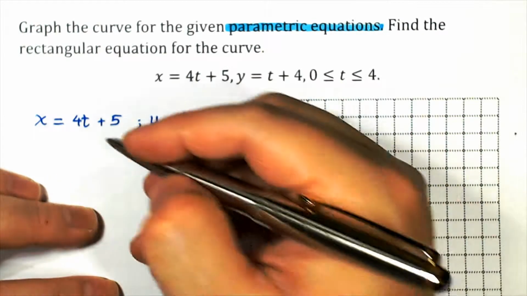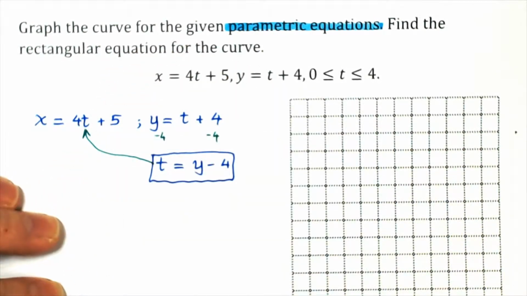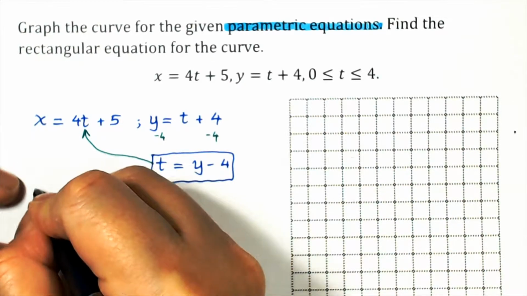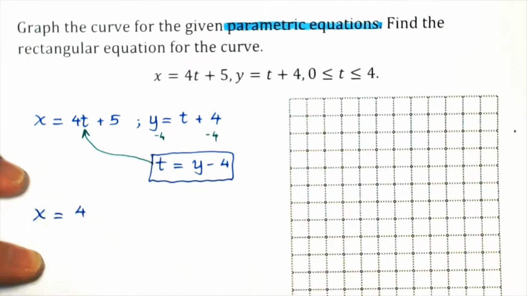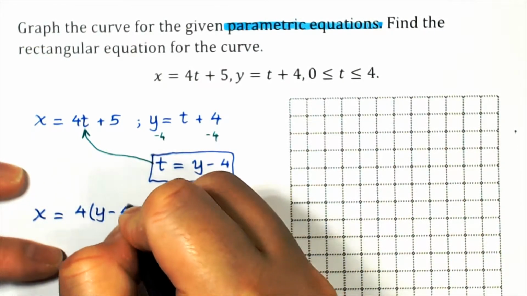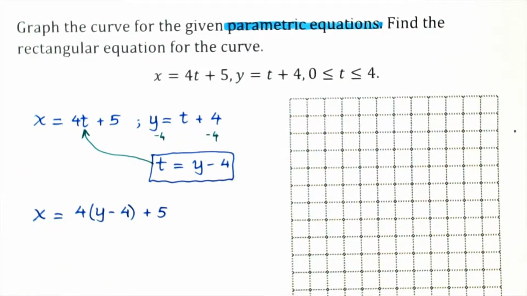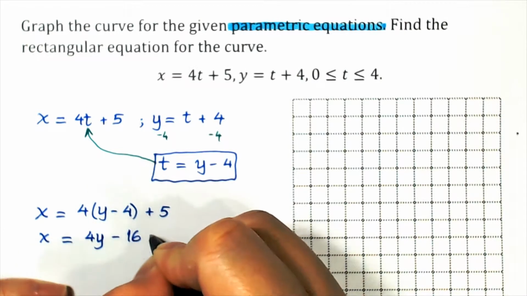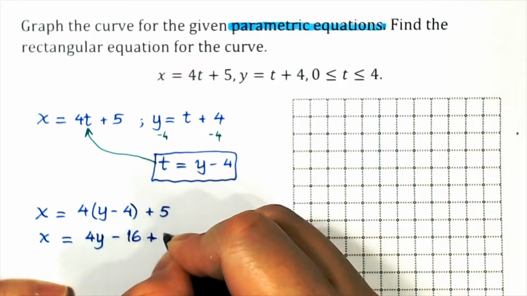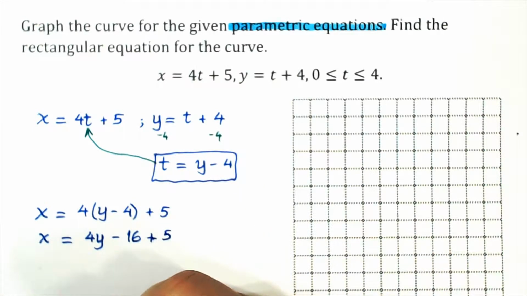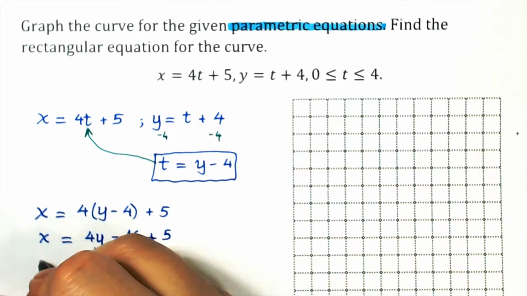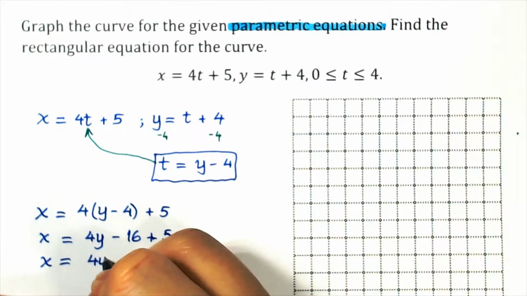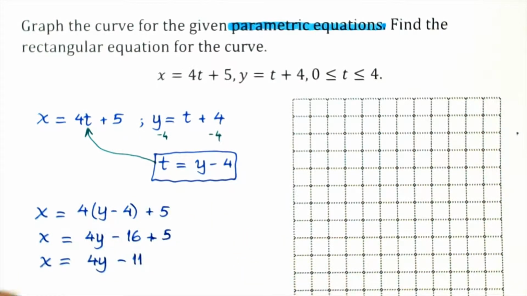We can just substitute that in for t, and then we have the equation in terms of x and y. So we have x equal to 4 times y minus 4, and then plus 5. Multiply it out: x equal to 4y minus 16 plus 5. And we have x equal to 4y minus 11. This is the equation of a line, and we can graph that.